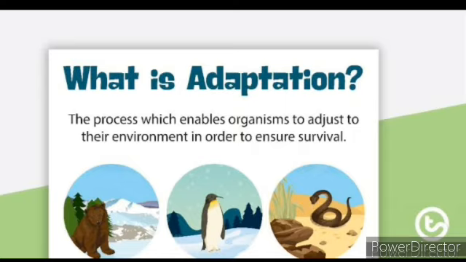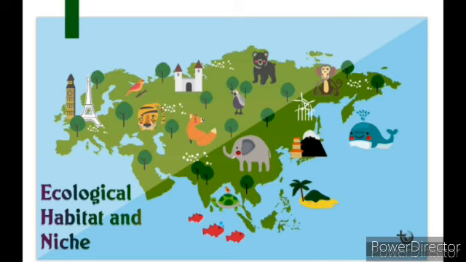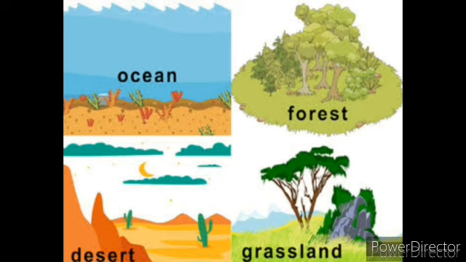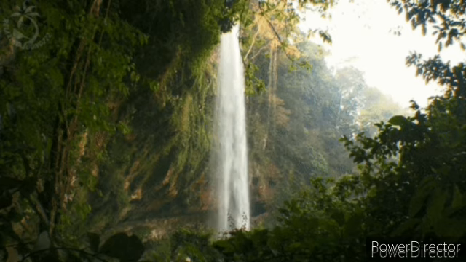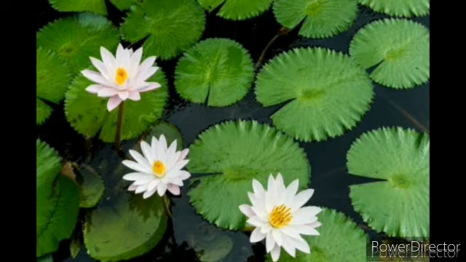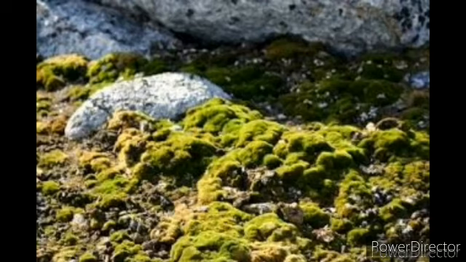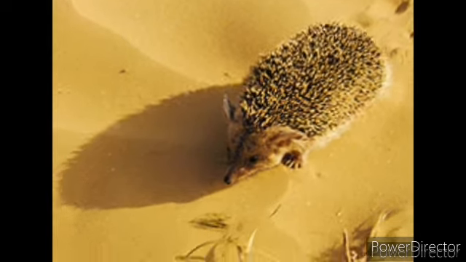Adaptation is defined as the process where a species of an organism gradually becomes better acclimatized to its environment. Habitat is the natural environment of an organism. Adaptations of plants in deserts in the form of spines, adaptations of plants in tropical rainforest, adaptations in aquatic plants, and even adaptations in polar regions we have studied.